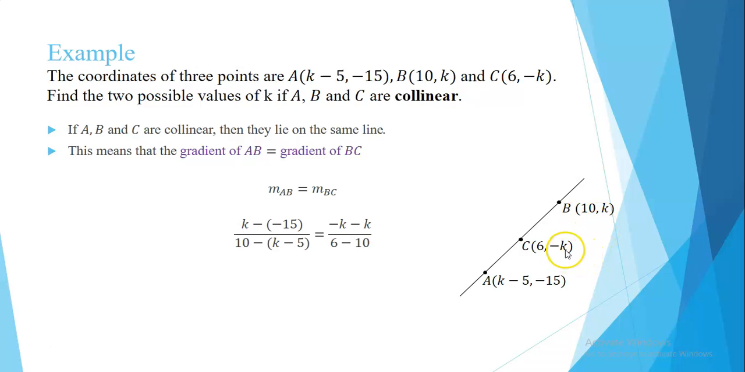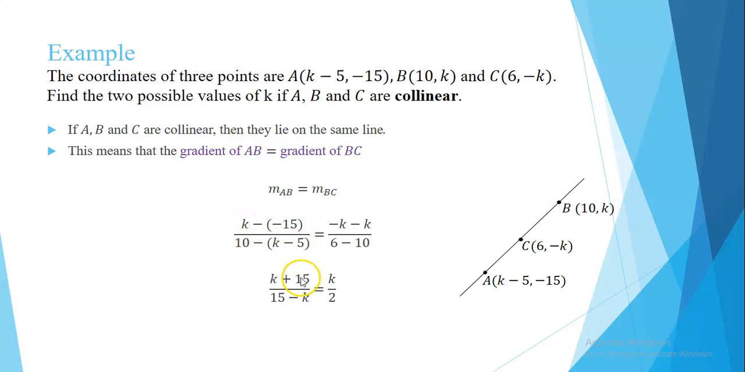In this case, we could say minus k for our change in y, and 6 minus 10. So you could do it the other way around. You could have also said k minus k over 10 minus 6. You'd get the same gradient. So we have these two equal to each other, so we can simplify this a little bit.